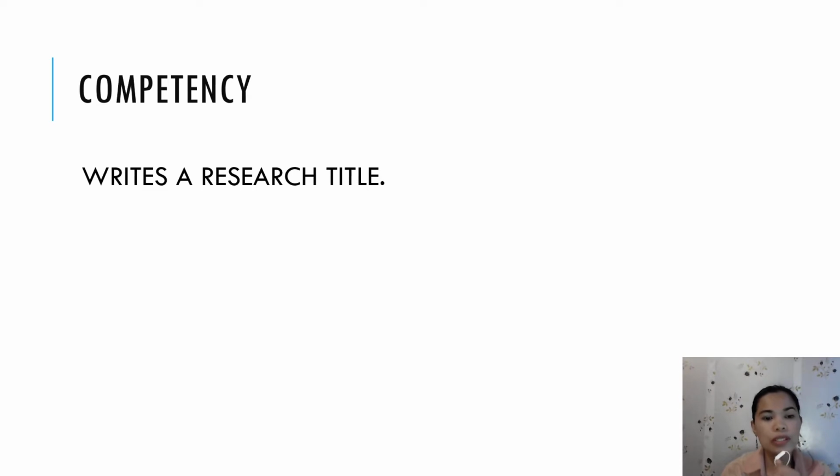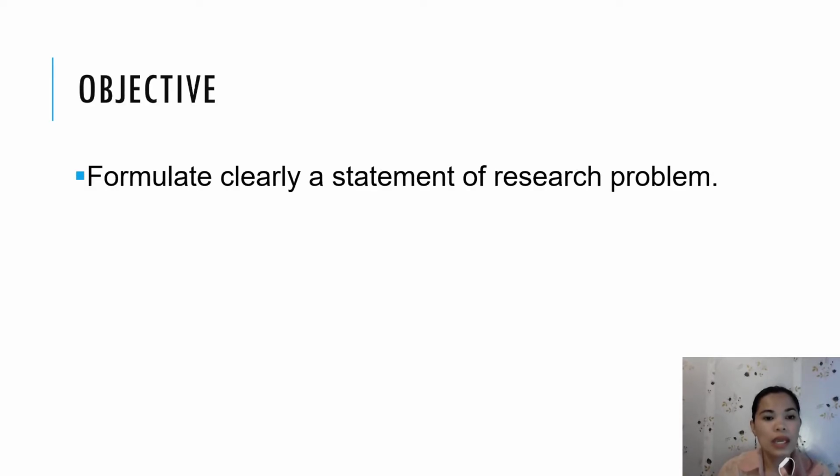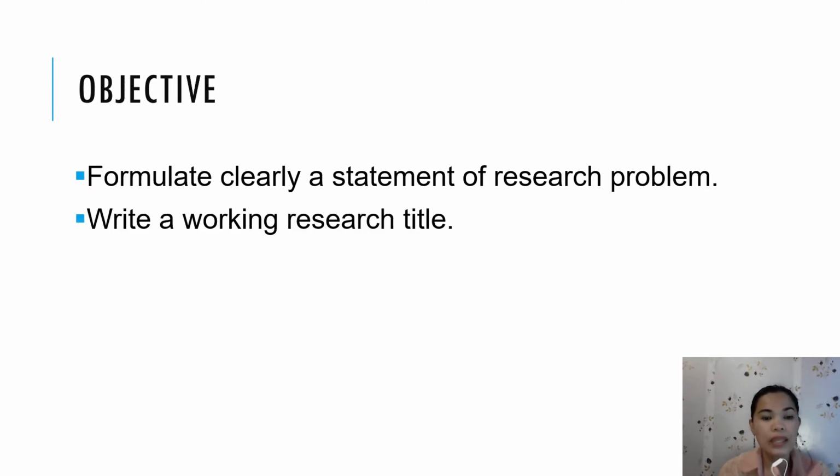So of course, in your competency, you need to write a research title at the end of this lesson. And then you are going to formulate clearly a statement of research problem. So our title will be anchored on the research problem. And then write a working research title. Why is it a working research title? It is a working research title because as you are gonna work with your research, you will have a title that will serve as your guide.